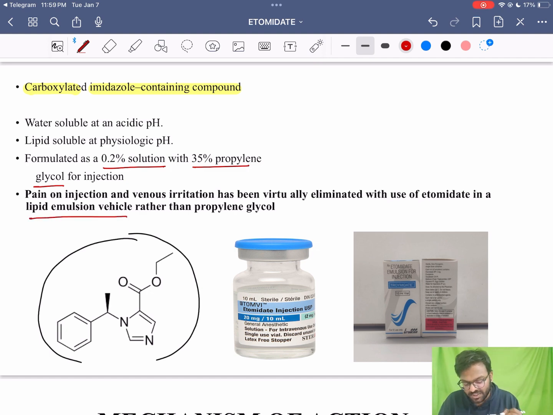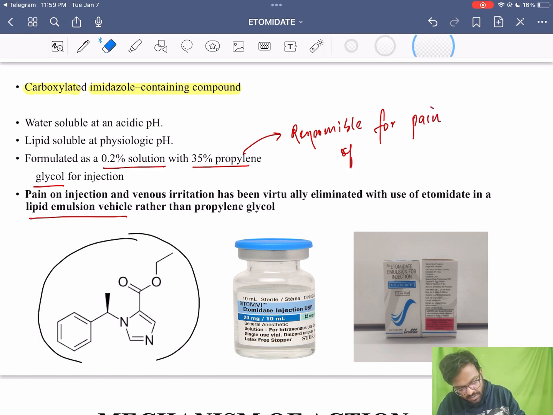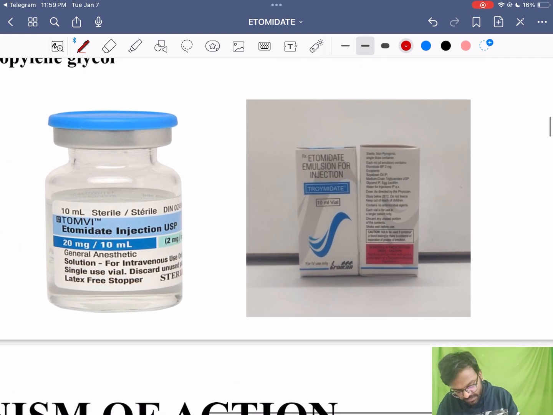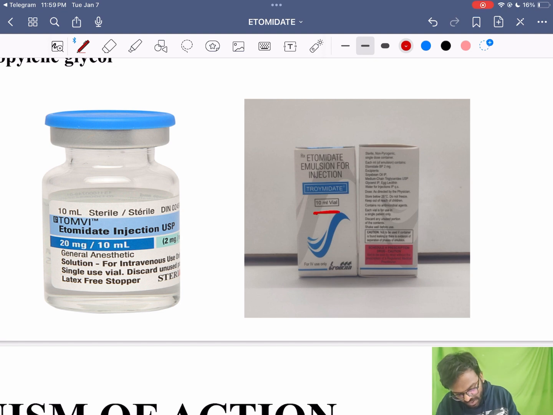So pain on injection and venous irritation has been almost eliminated with the use of ETOMIDATE, because this component, propylene glycol, was actually responsible for pain on injection. This is an ETOMIDATE vial. It comes in a 10 ml vial, and each ml has 2 milligrams of ETOMIDATE.